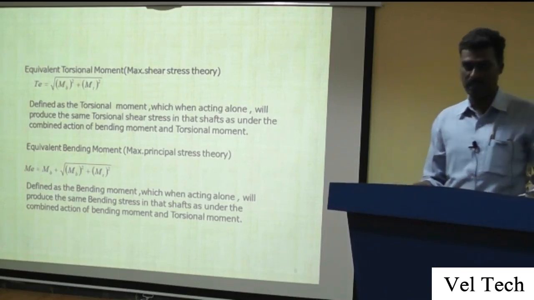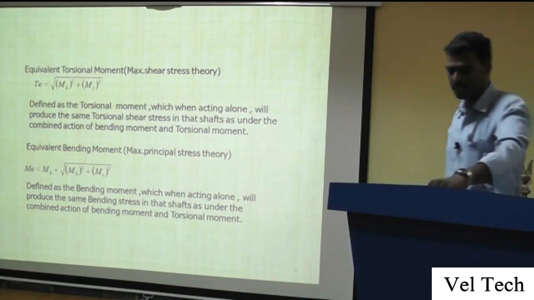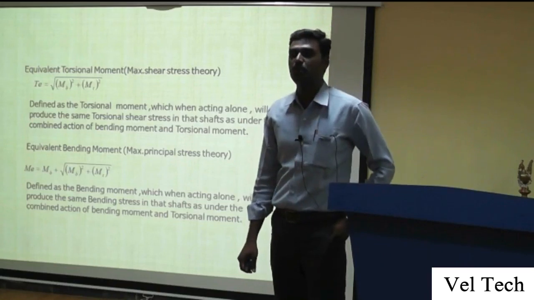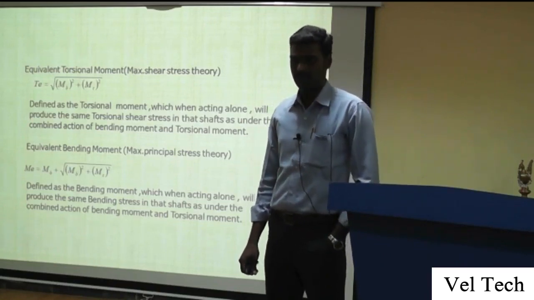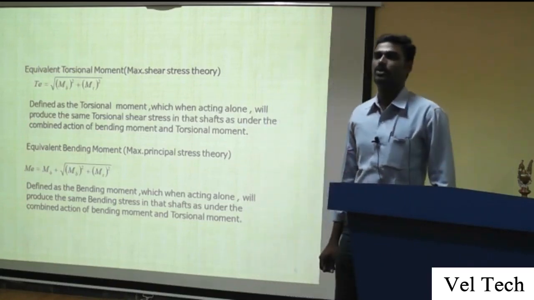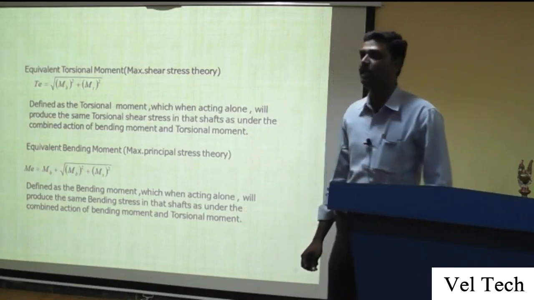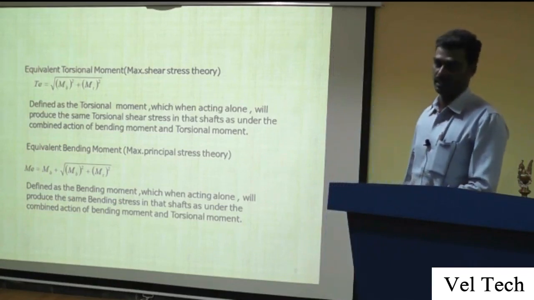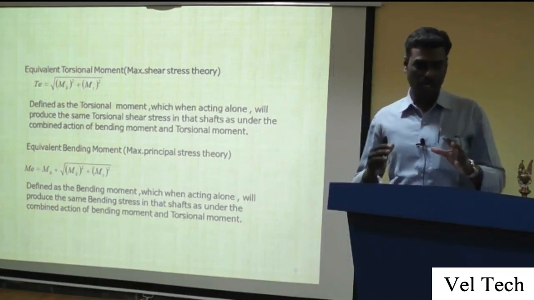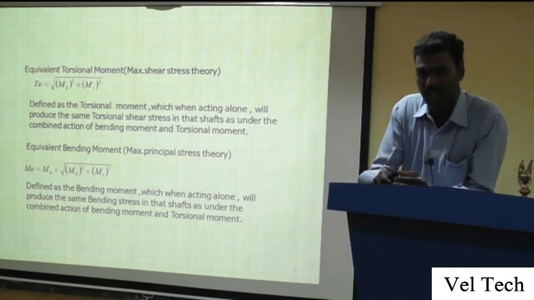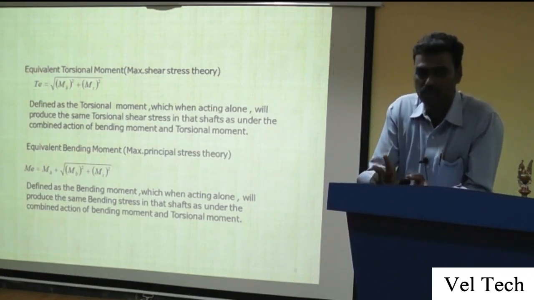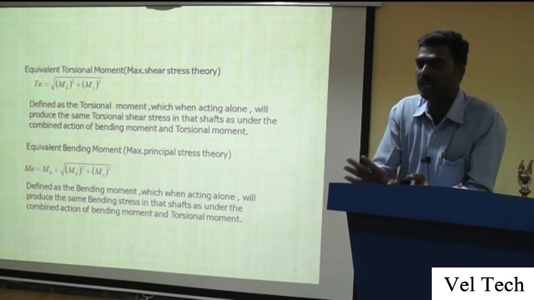So this is the formula here. We substitute the T value, the J value, the L value and everything here. Finally we get the formula theta = 584 MT L divided by G D to the power 4. This is the final equation. What is MT? Torque transmitted by the shaft. L is the length of the shaft, G is the modulus of rigidity, and D is the diameter of the shaft. From this equation, we can easily find the angle of twist.